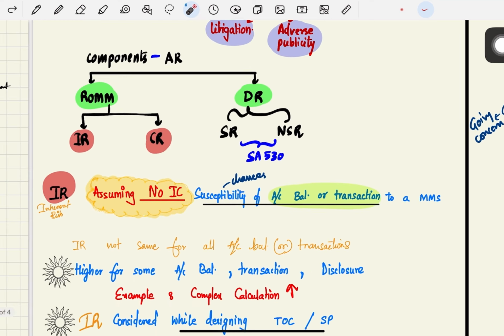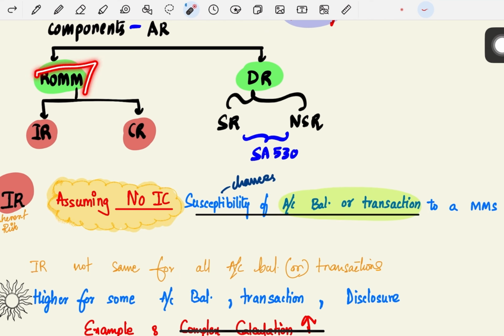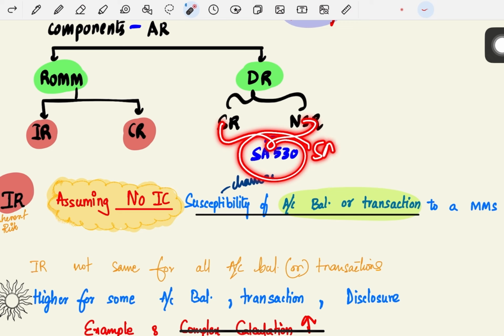Now what are the components of audit risk? There are basically two components of audit risk: risk of material misstatement and detection risk. Risk of material misstatement is further divided into inherent risk and control risk, and detection risk is further divided into sampling risk and non-sampling risk. Sampling risk and non-sampling risk are discussed in much detail in SA 530.